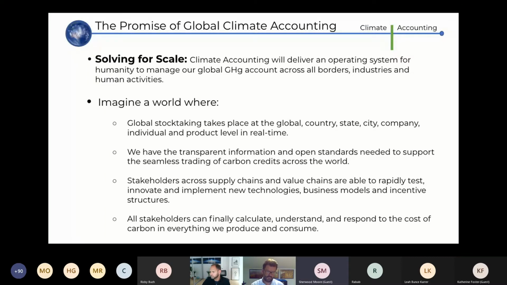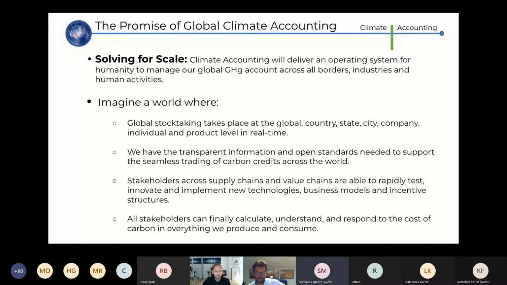You can imagine a world where we have the transparent information that we need and open standards to support seamless trading of carbon credits across the world, where stakeholders across supply chains or value chains are able to rapidly test, innovate, and implement new technologies, business models, and incentive structures so that we can change the way that we operate, where all of us can finally calculate, understand, and respond to the cost of carbon in everything we produce and consume.